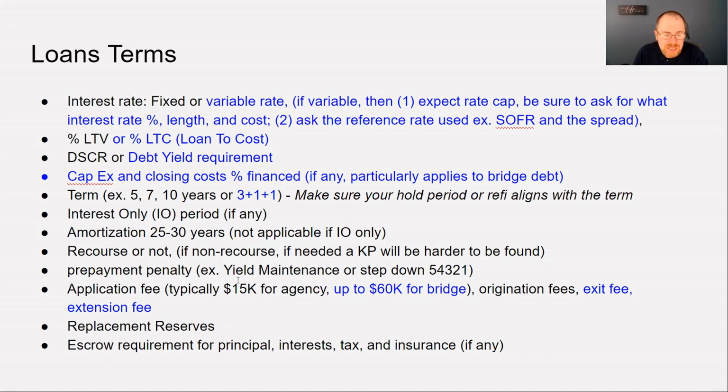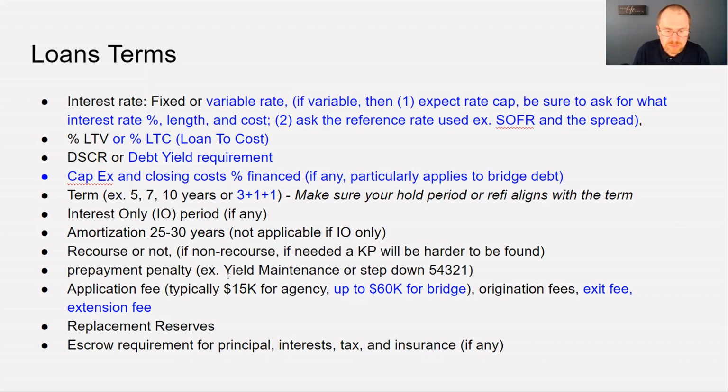Next, you need to understand the prepayment penalty, if any. I think bridge is going to be predefined and fixed. But for agency, it's going to be yield maintenance, which, in a nutshell, means that if you pay earlier than the term, they're going to ask you to pay the difference between the interest that they would have collected compared to the treasuries.